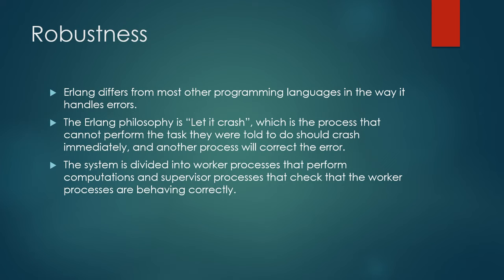In order to achieve robustness, the system is divided into workers and supervisors. A worker process performs all the computations required, and the supervisor process will verify whether the worker processes are behaving correctly or not.